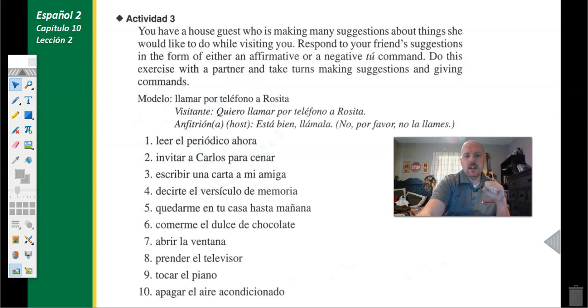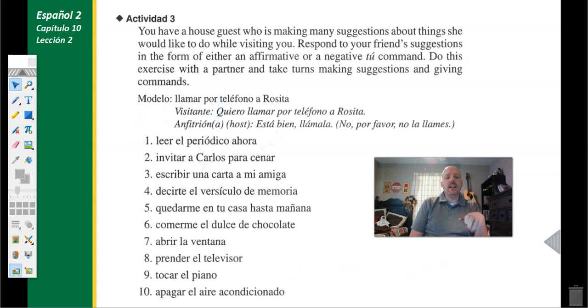All right, so let's take a look at the modelo. Llama por teléfono a Rosita. To call on the phone, por teléfono means by means of the telephone. Llamar por teléfono a Rosita. So to call on the phone, Rosita. So we would give an affirmative command and then a negative command. So the affirmative command is right here. Llámala. Call her. Está bien, that's good.